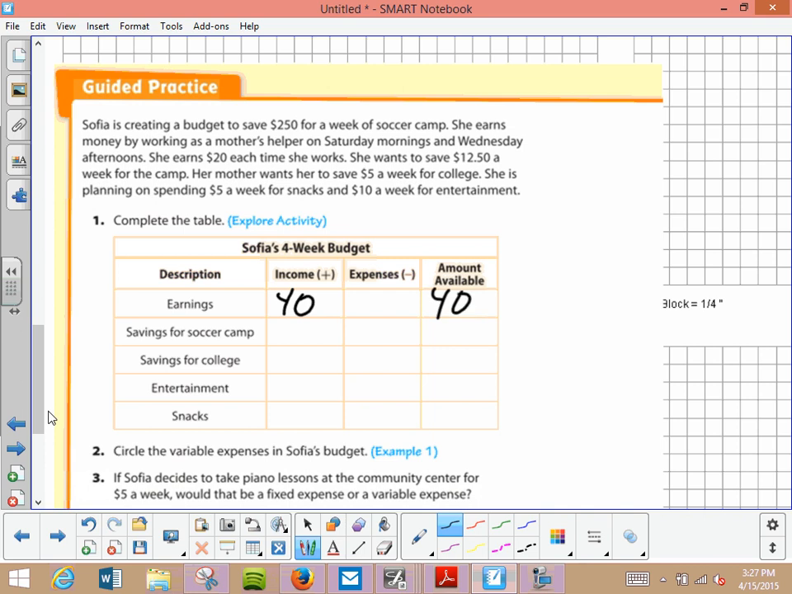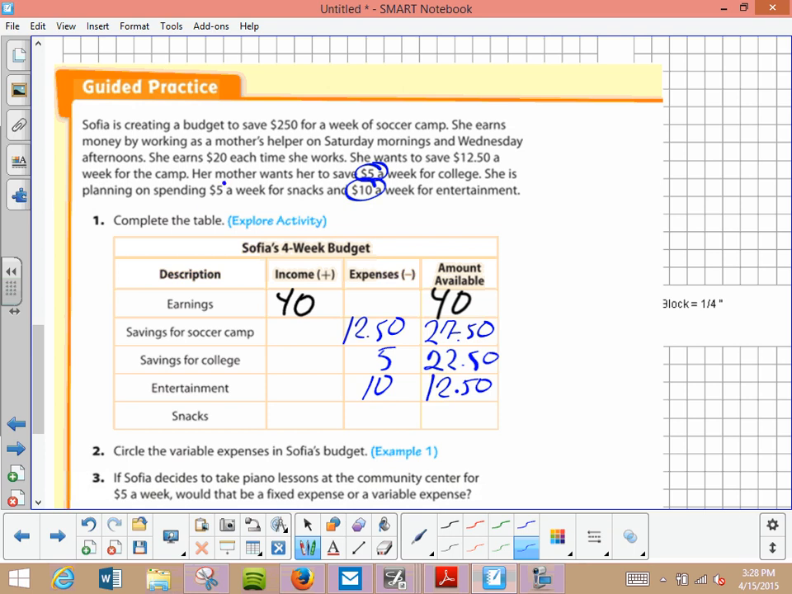Now, saving for soccer camp, how much is that? $12.50, right? So you take away $12.50 from 40, you get $27.50. What kind of expense is savings for soccer? Fixed, right? Savings for college, how much is it? $5. You take away $5, you get $22.50. What kind of expense is that? Fixed. Entertainment, how much is it? $10. Take it away, you get $12.50. What kind of expense? Variable.